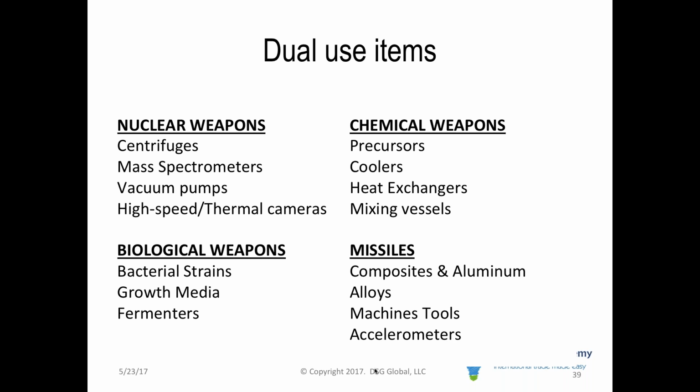Under missiles, you'll see composites and aluminum alloys. I actually had a client who does this, just aluminum alloys, all this new age material, and it turns out that you can use this in supersonic aircraft. So they had to come up with an export compliance program and many voluntary disclosures to the government, some fines.